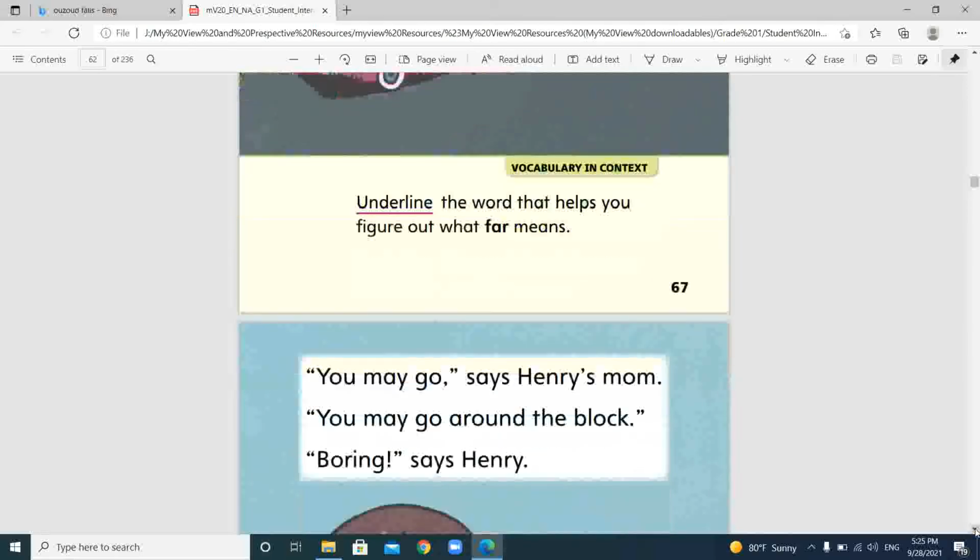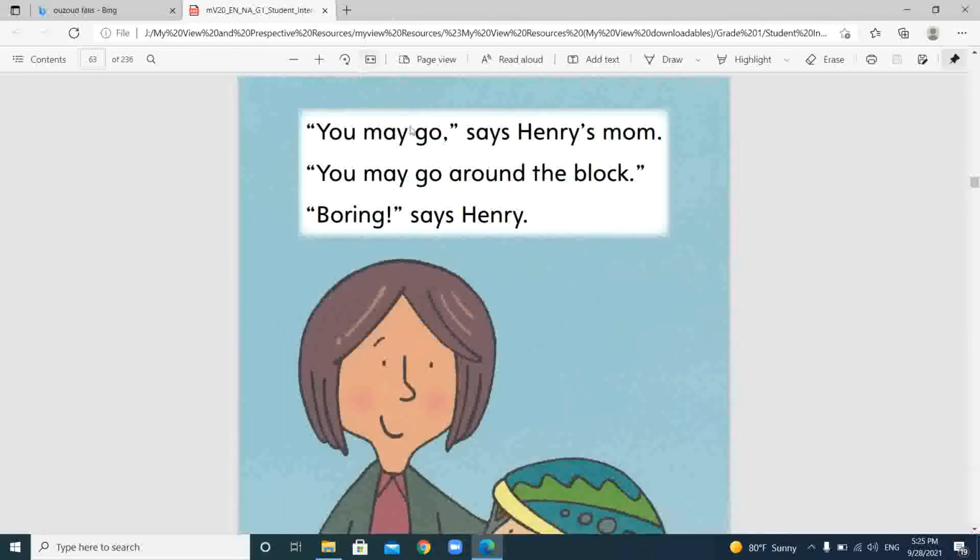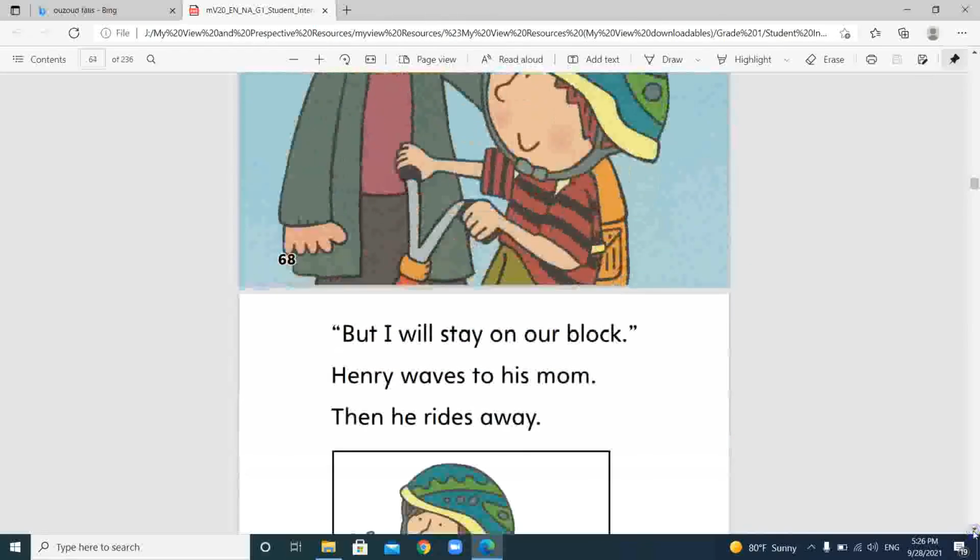Next. You may go, says Henry's mom. You may go around the block. Boring, says Henry. Okay, so what does Henry's mom say? She said, you can go and ride your bike, but you can go around the block. Remember the word block? Okay, so he can go around his neighborhood. And so around the block means he can go around the 4 streets that surround his neighborhood. But is Henry happy? No, he says it's boring, it's not fun.